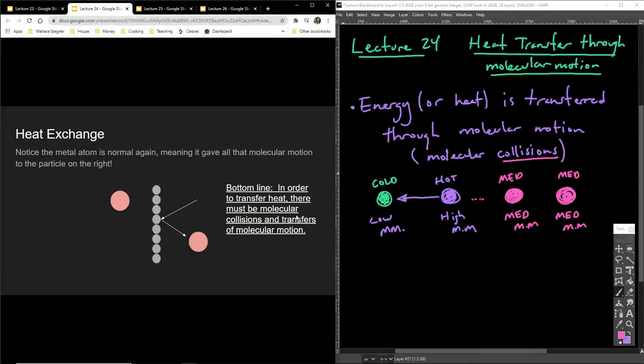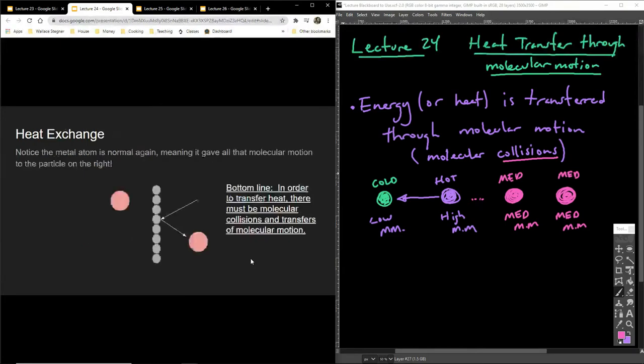Classically, there are some exceptions to this rule, especially when we talk about photons, infrared and ultraviolet. But right now, when I'm talking about matter, there's only one way matter can transfer heat, and that's through a molecular collision.